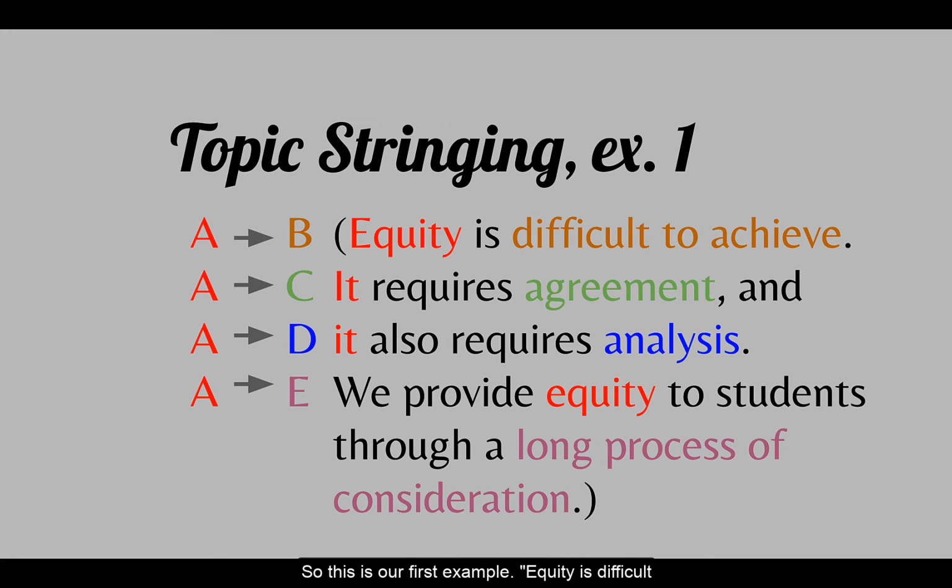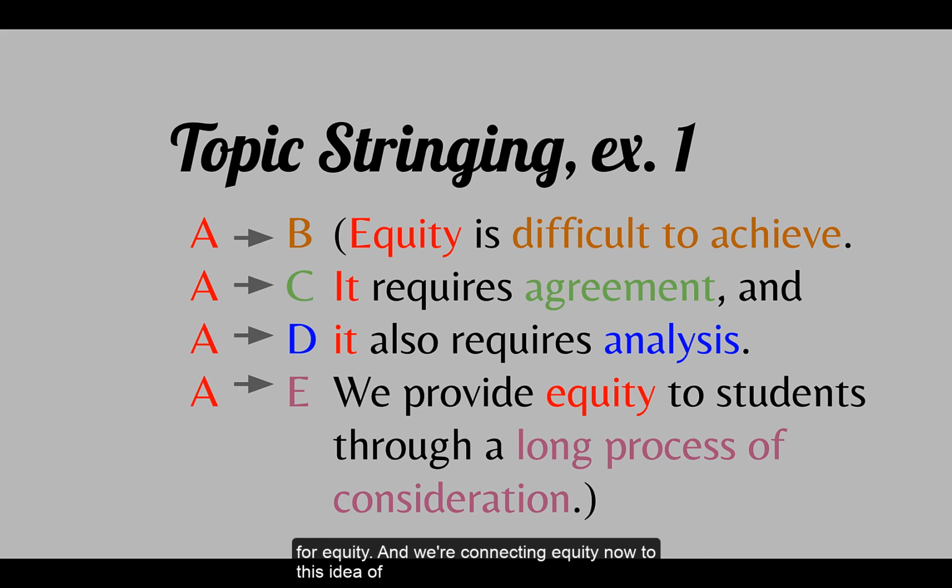So this is our first example. Equity is difficult to achieve. So we know that this paragraph is going to be based on equity and this idea of equity. But right off the bat, we know it's difficult to achieve, so A and B. Then the "it" in the second line refers to equity. It's a pronoun for equity.